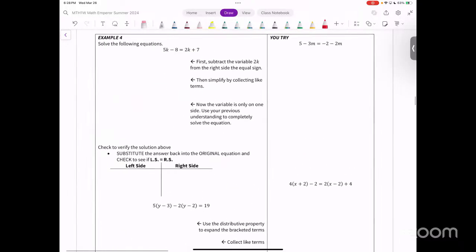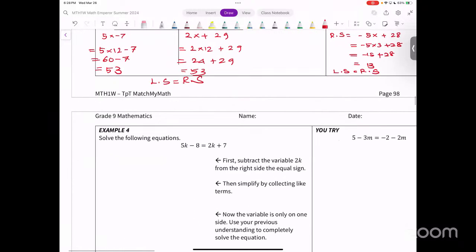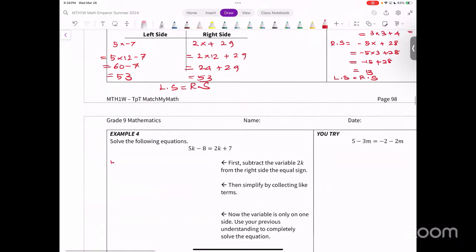So let's do another example here. So we're gonna do 5k minus 8. We're gonna subtract the 2k. So first subtract the variable 2k. 5k minus 2k is 3k, minus 8 is 7. So we're gonna add 8 both sides, because after this it is a two-step equation. You all master it. 7 plus 8, 3k is 15. Divided by 3, k is equal to 5.